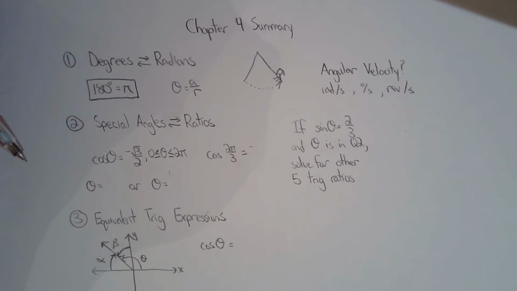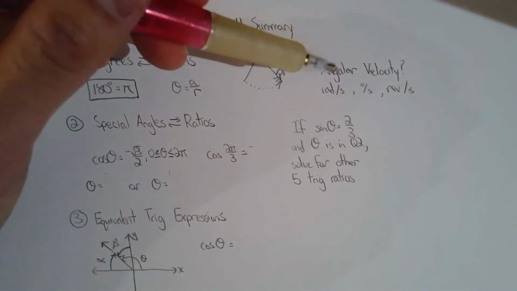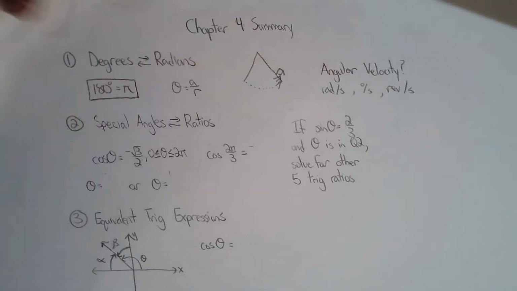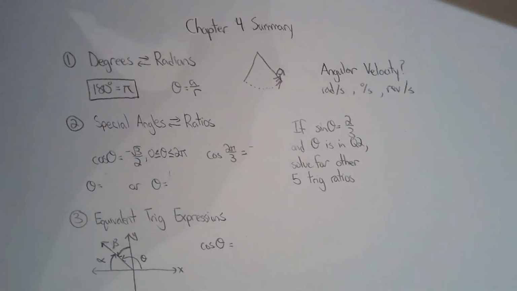at the playground. Something else that is pretty common is angular velocity. You should be able to go from radians per second to degrees per second to revolutions per second. All of those are basically telling you the angular velocity. So you can do some conversion of units to go from one to another.